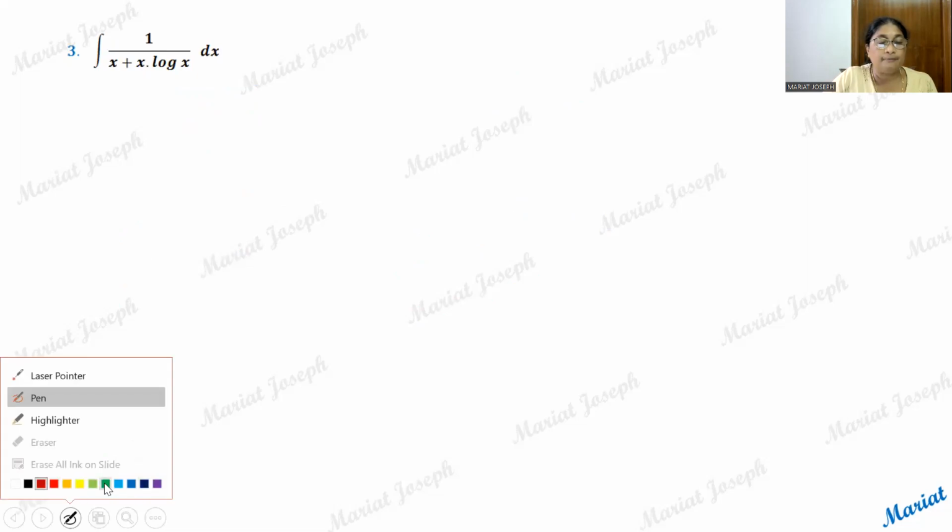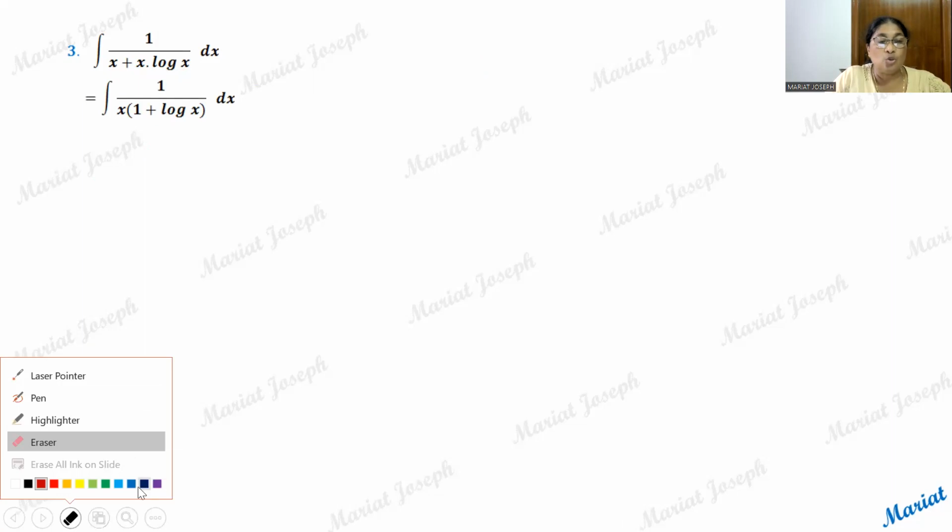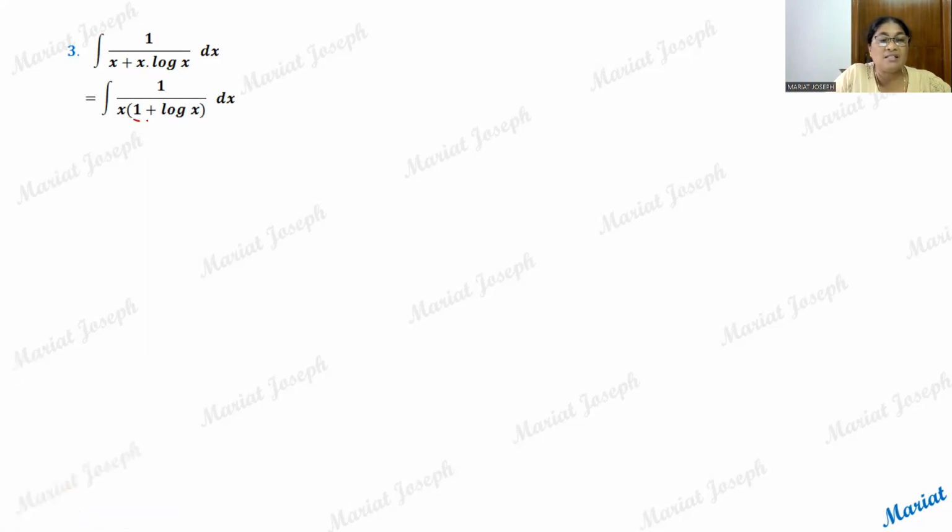Take question 3. Here, it looks like log x could be a good substitution. But the problem is the denominator is not all that simple. In the denominator, first of all, take an x common. So what happens? We have 1 plus log x as a factor. And go for that substitution. That 1 plus log x you take as u.